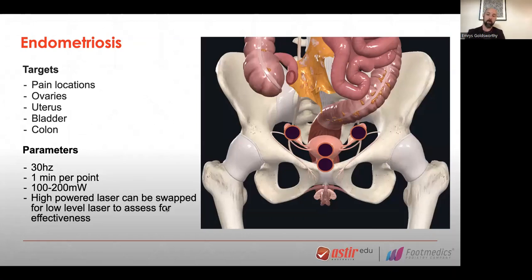And any number of areas may have adhesions. So you need to be quite liberal where you apply the laser. It may not just be over ovaries, uterus. It may also be colon and bladder. More often it's bladder than anything else, but those areas are often involved. So just saying that the research points towards high-powered over low level, but I've traditionally used low level with great success as well. Okay? Questions?